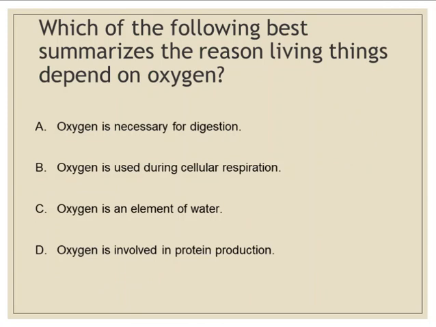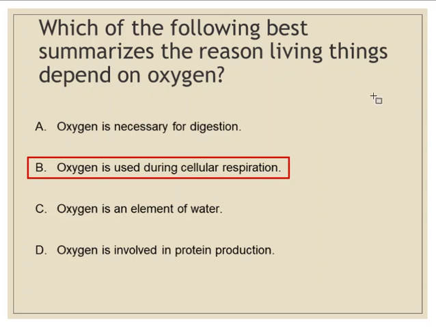Which of the following best summarizes the reasons living things depend on oxygen? What do we use oxygen for? And what does every organism that's alive depend on oxygen for? Well, it's not digestion. And although it's an element of water, it's not relevant here. And it's not involved in protein production. Again, oxygen is used during cellular respiration.